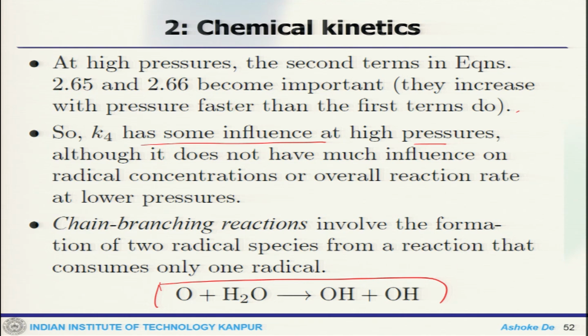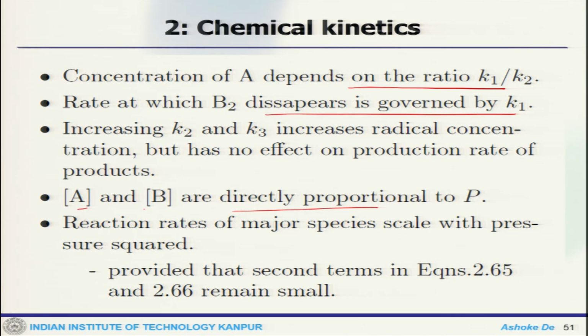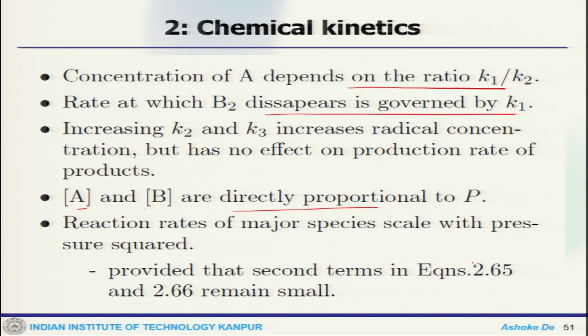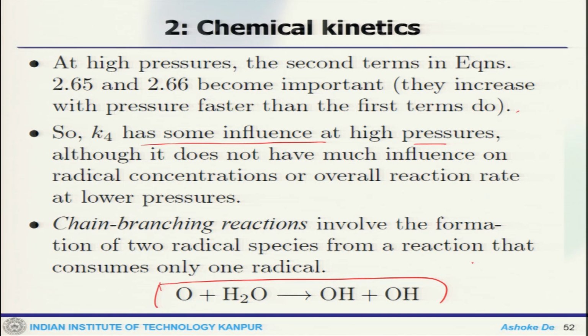Once you find the steady state approximation using these chain branching reactions and the concentration expressions, there is a dependency on pressure, and that allows us to see how it behaves. Then we will look at the chemical time scale calculation in the next lecture.